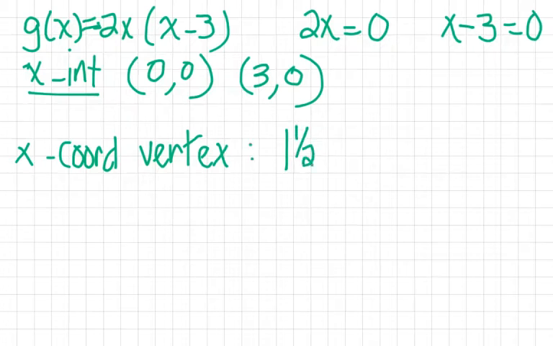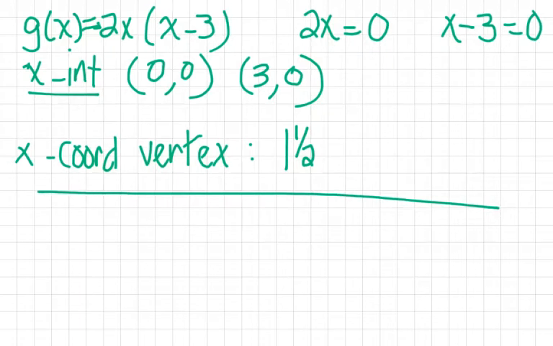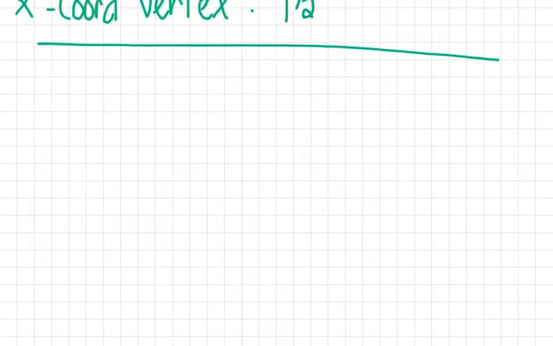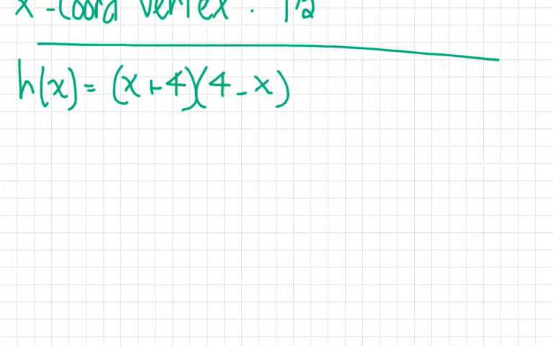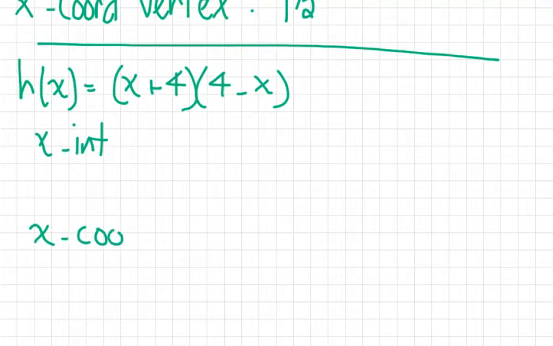So I'm hoping that you're beginning to see the pattern. I can continue and do another one. We have h of x is equal to x plus 4 times 4 minus x. What I'd like you to do is find the x-intercepts, and I want you to find the x-coordinate of the vertex.